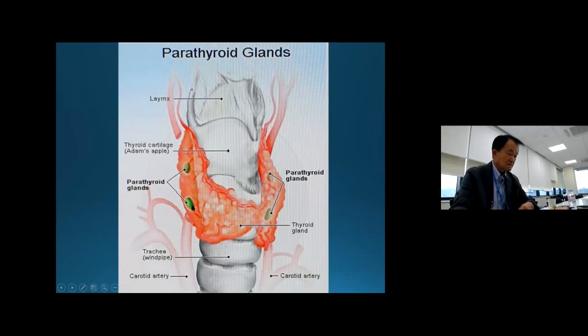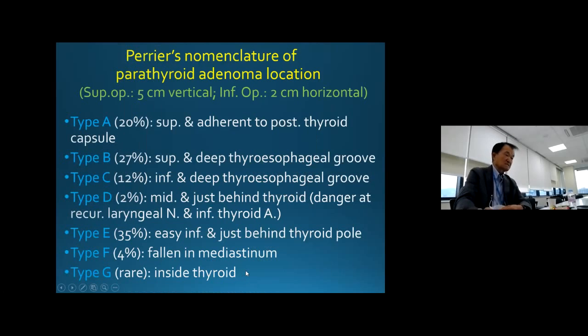So when this becomes hyperplastic or adenomatous, it becomes a little bigger, but still very, very small. And there are also ectopic parathyroids. It's rare to find them above the thyroid, but often they are mediastinal ectopic. So that's that. Now, there's an important thing that you probably know.